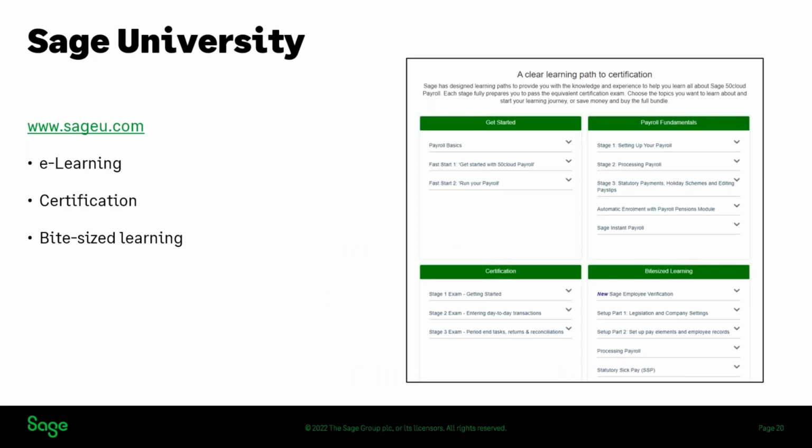That's not all, however, we do also have Sage University. If you'd like to expand on your Sage Payroll learning, you can do so for free at Sage University. So head on over to sageu.com. There you'll find a variety of e-learning courses, some certifications. You can even earn some badges as well. And there's bite-sized learning to get a hold of as well.